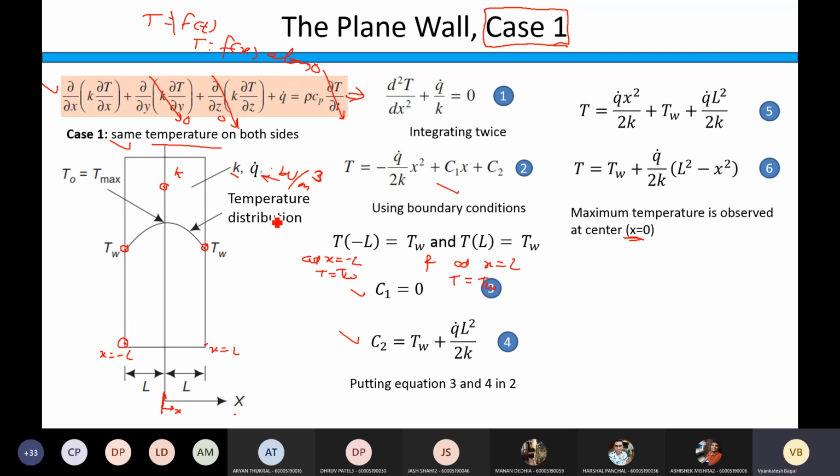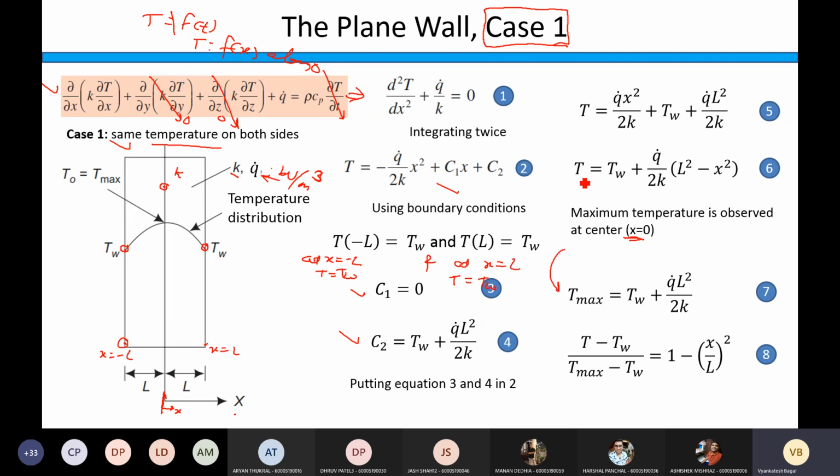So let us check. If you put x equal to 0, then you will get T equal to T max. So the same thing is done here. T max is calculated. This T will be replaced by T max if you put x equal to 0 here. So you will get this expression for the maximum temperature, Tw plus q dot L square by 2k.